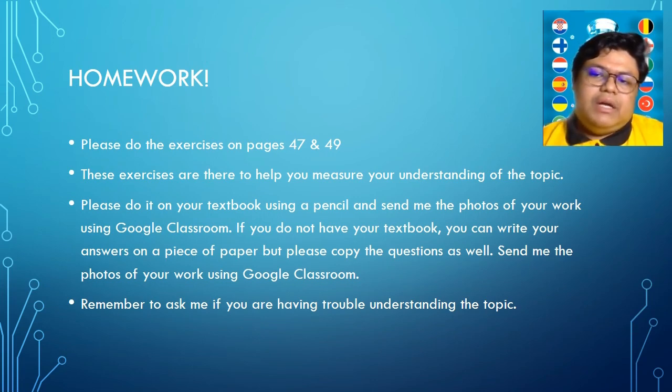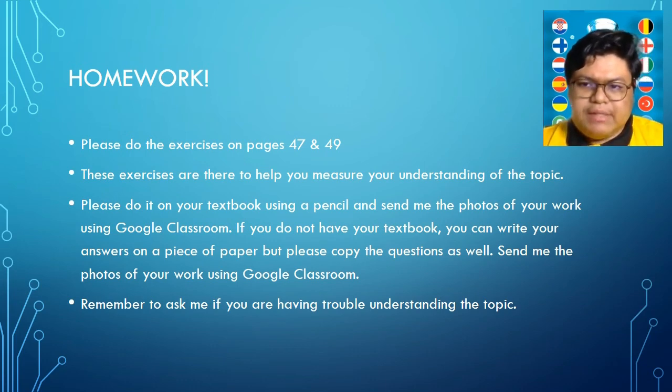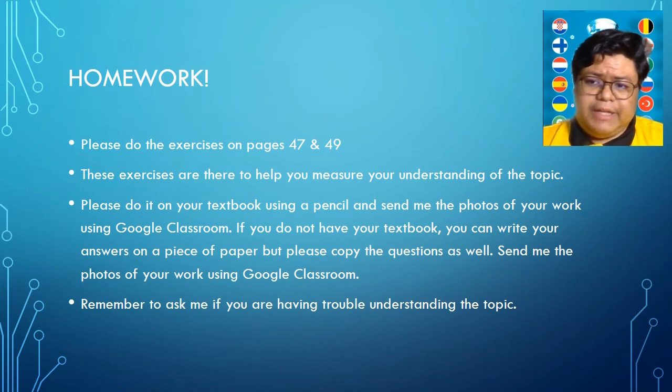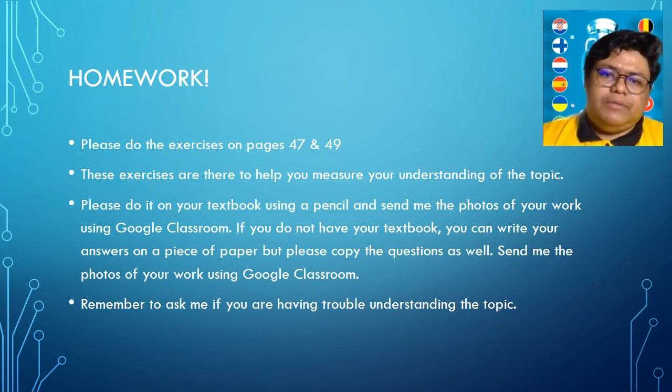Okay, so now I want you all to test yourself, okay, and do the exercise in your textbook. Okay, please do the exercises on pages 47 and 49. These exercises are there to help you measure your understanding of the topic. Okay, so awak kena buat exercise ni baru tahulah awak faham ke tidak.